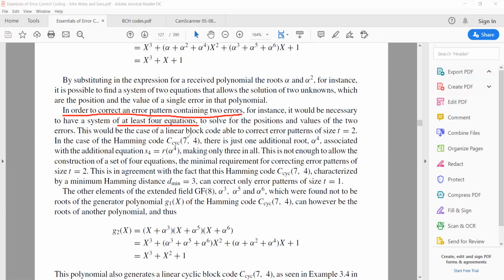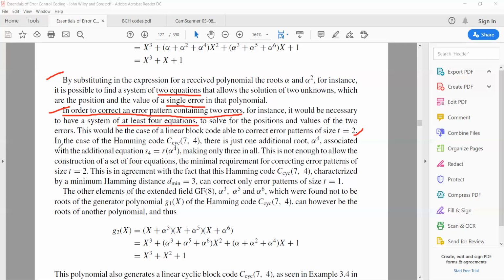And this would be the case of a linear block code able to correct error patterns of size t equals 2. That means error correction capability t. In the second paragraph t equals 2. In the first paragraph t equals 1, because we were concerned about a single error. So for the single error we needed two equations, but here it is two errors, so we need four equations. So t equals 2, equations will be 4. Okay, done.